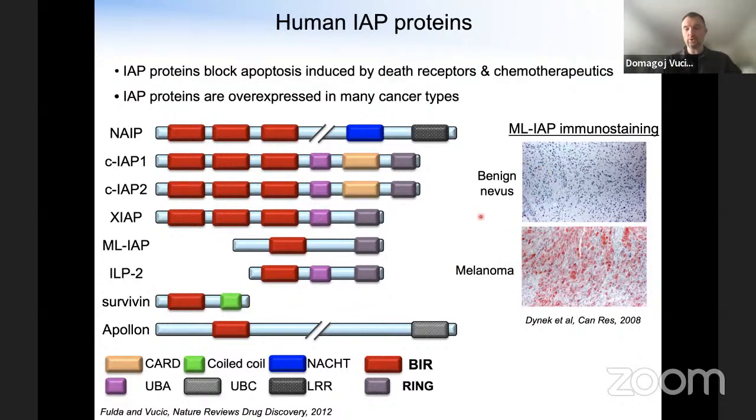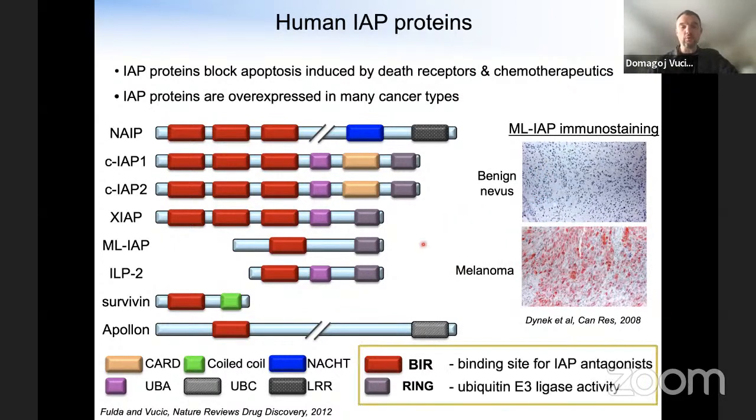And functionally, there are a couple of domains that are important. This is the BIR, baculovirus IAP repeat. This is how they inhibit caspases. This is how they bind to IAP antagonists and a lot of other protein-protein interactions. On the other hand, we have the RING at the C terminus, and that gives them ubiquitin E3 ligase activity. And I will go over that in subsequent slides.